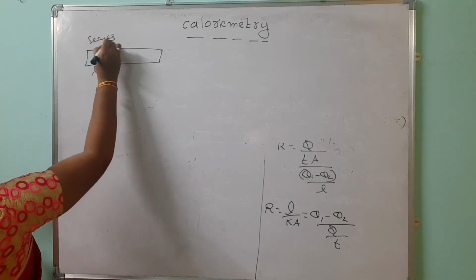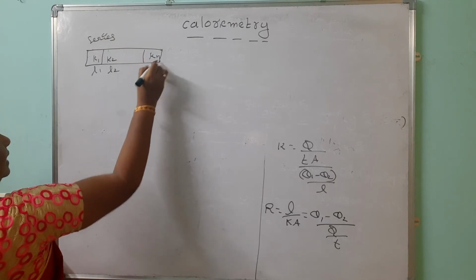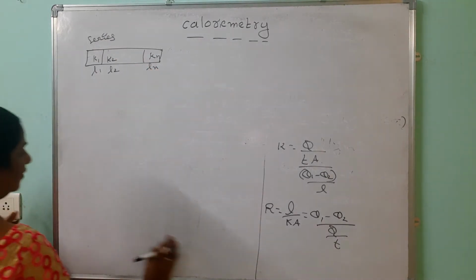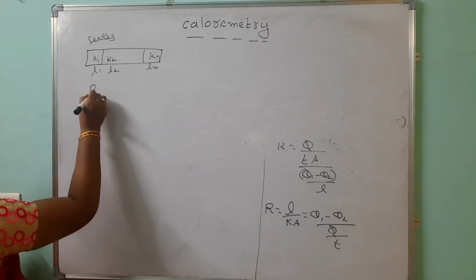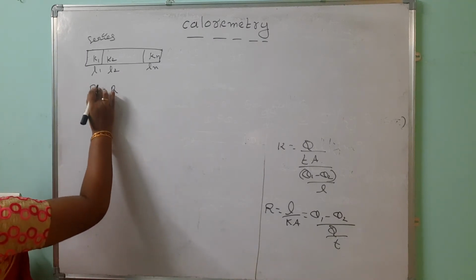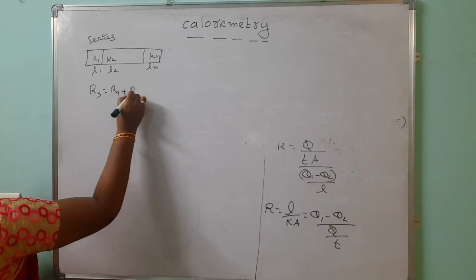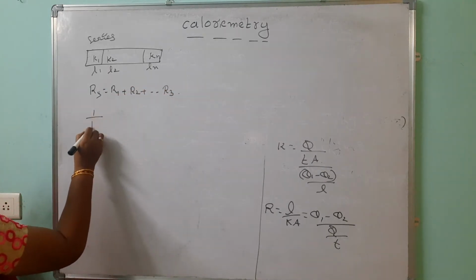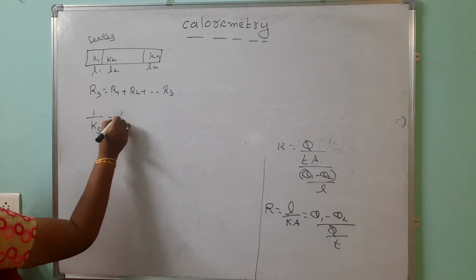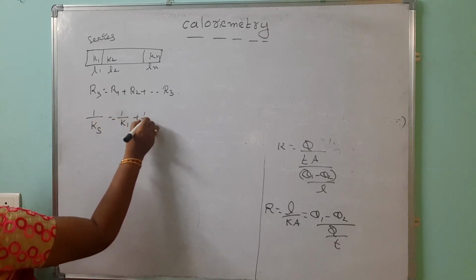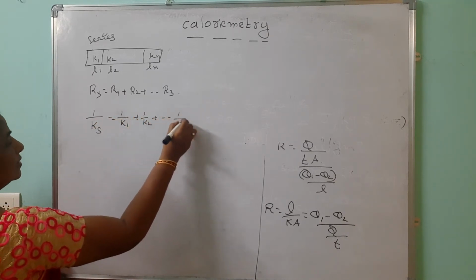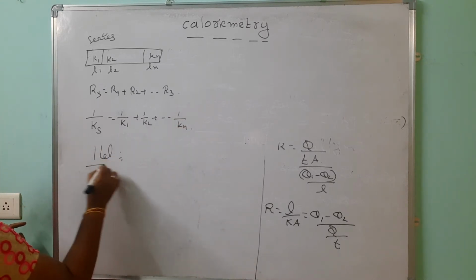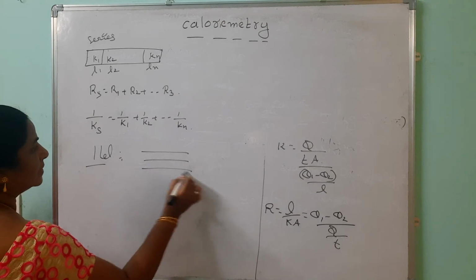We are connected in series like that, K1 to Kn and L1 to Ln. Here, thermal resistance, the effective resistance, R equals R1 plus R2 plus so on, R3, we are taking. But for the thermal conductivity, what we are getting is L by K equals L1 by K1 plus L2 by K2 plus and so on, Ln by Kn, like that you are getting. Like that, in parallel we are connecting different slabs.